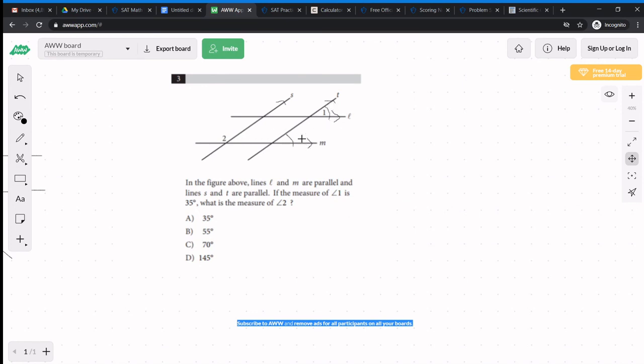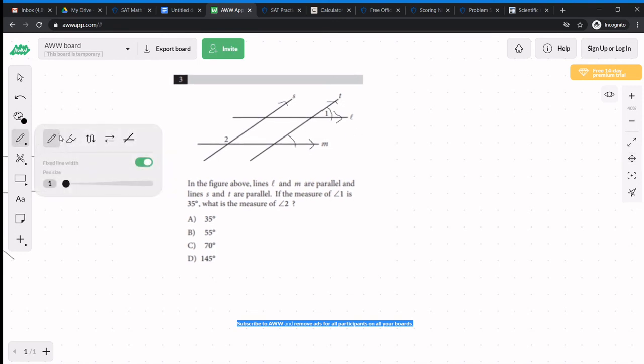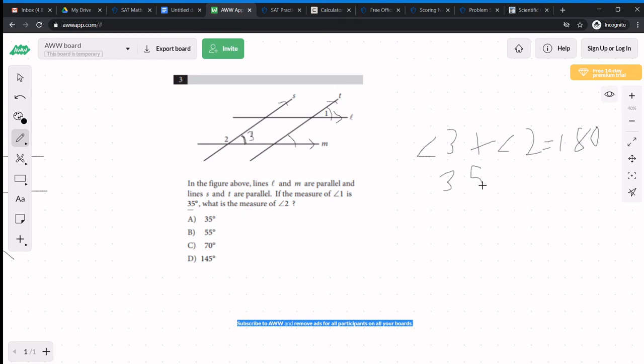And then again, S and T are parallel, and they're cut by M. So we're going to do this corresponding angle over here. And then finally, we're going to call it angle 3, and angle 3 and angle 2 form a linear pair. So angle 3, which is equal to 35 degrees, by the way, plus angle 2 equals 180. So 35 plus angle 2 equals 180. So angle 2 equals 145 degrees.